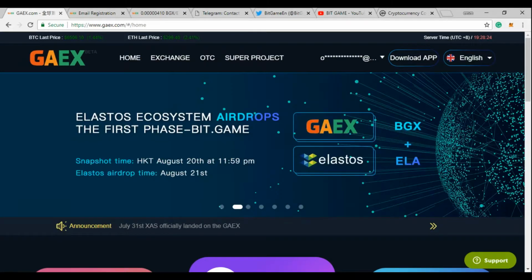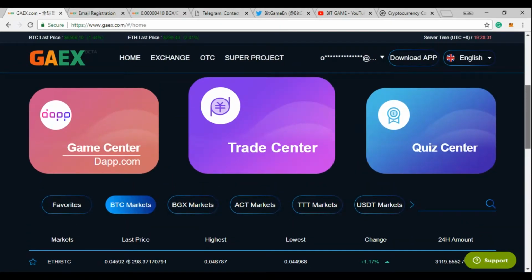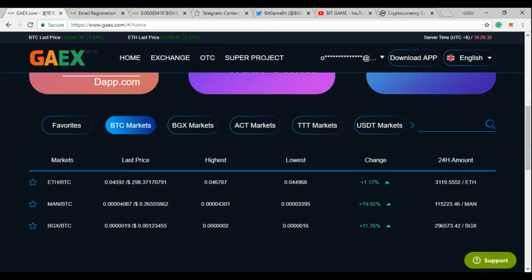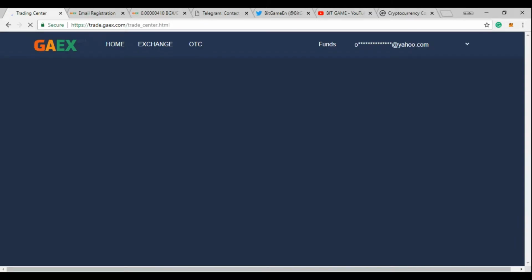Now, let's go here. I've showed you before, they also have a game center, a trade center, and a quiz center. And you can see here, they have the BTC market, Bitcoin, they have BGC, they have ACT market, TT market, USDT market, and you have Ethereum market. Now, let's go to exchange and see how beautiful it's put together.